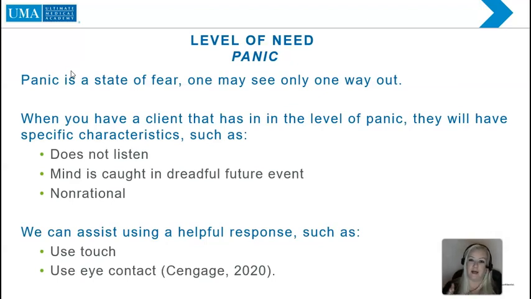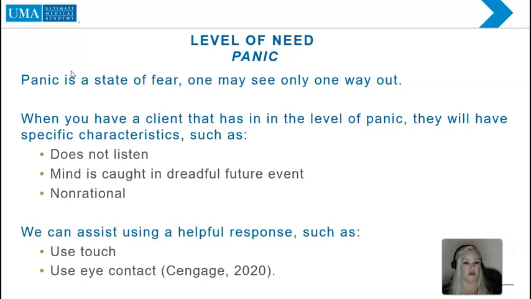Leading up to this point, do you feel like you've been through all of those different levels at some point in your life? The answer is probably yes. At some point you've been in that level. And then panic, of course, is the next level. This is a state of fear. One may see only one way out. And that's something I want you guys to remember.